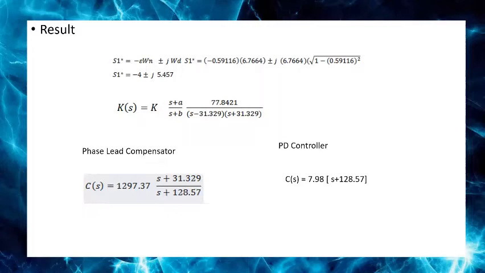For the phase lead compensator, the gain was found to be 1297.37 times (S plus 31.329) divided by (S plus 128.57). And for the PD controller, the control system was found to have a gain of 7.98 at S plus 128.57. So for now, I'll be taking you to the simulation part to show you the code we have written.